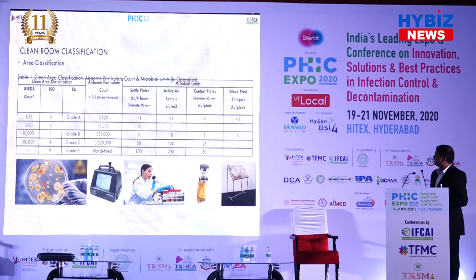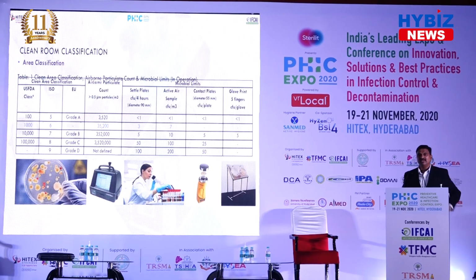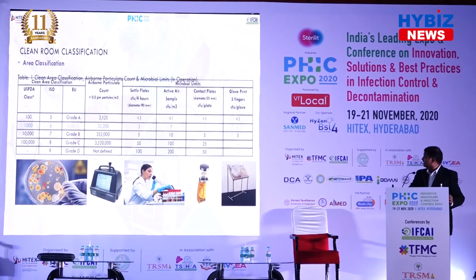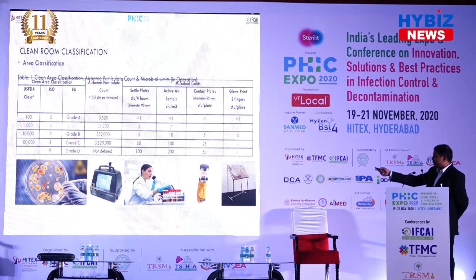And for contact plates, grade A is less than 1, grade B is 5, grade C is 25, and grade D is 50. And this glove print and fingers is personnel monitoring, wherein the clean room personnel are monitored accordingly. For grade A it is less than 1, for grade B it is 5, and other grades are not defined.